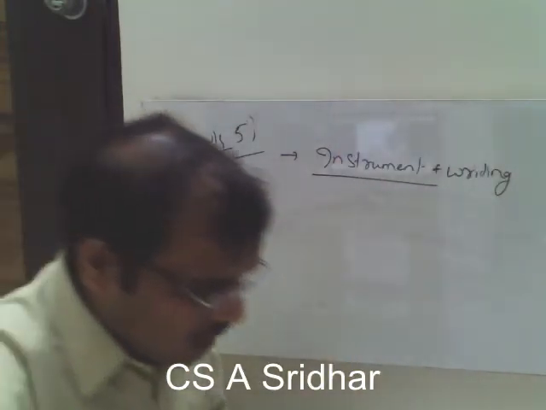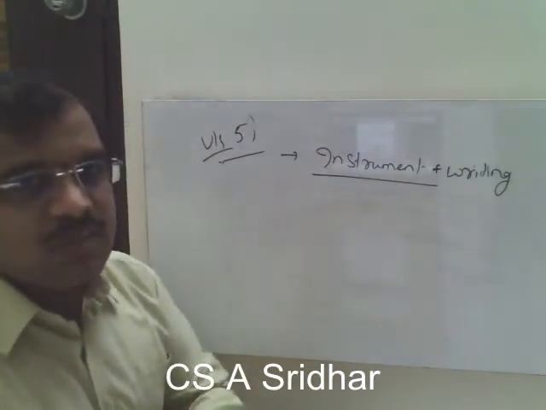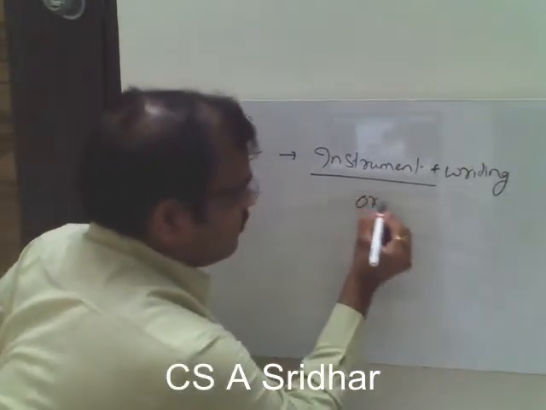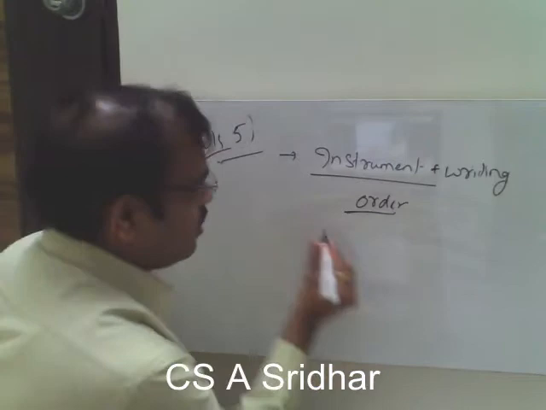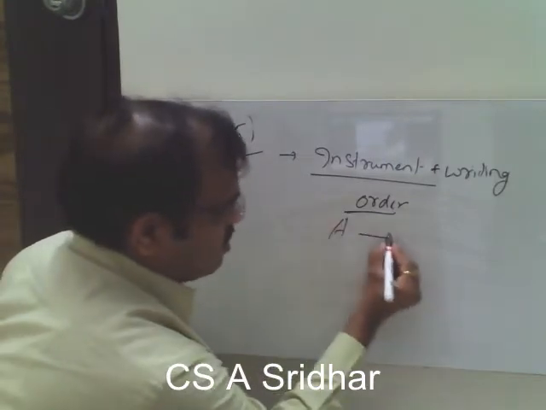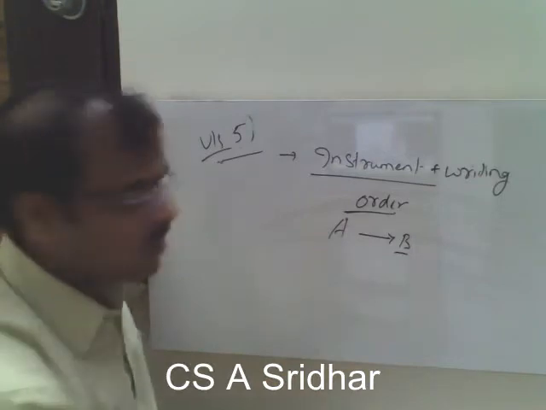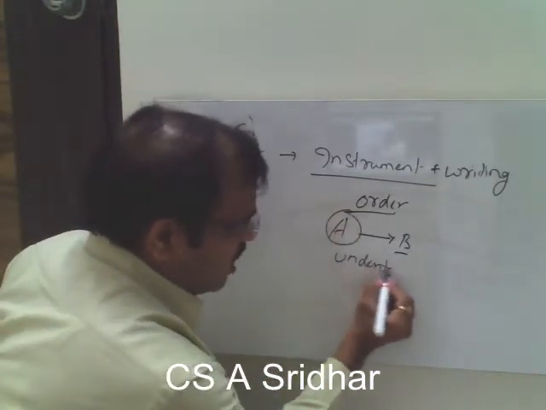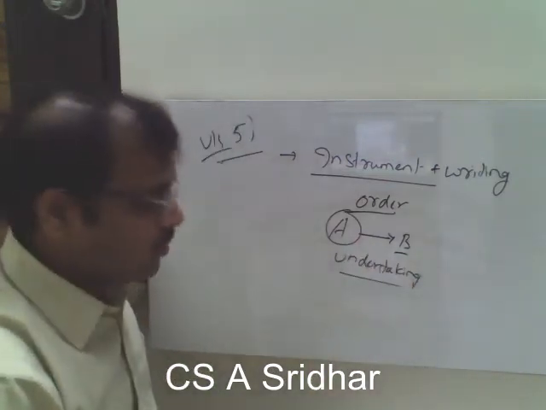In writing, containing an unconditional order. So there is a basic difference between promissory note and the bills of exchange. Here it is an order. Why? Because in case of promissory note, what is happening? A is giving the instrument to B, stating that I am promising to make the payment. So here A is taking undertaking. A is undertaking the liability in case of promissory note.